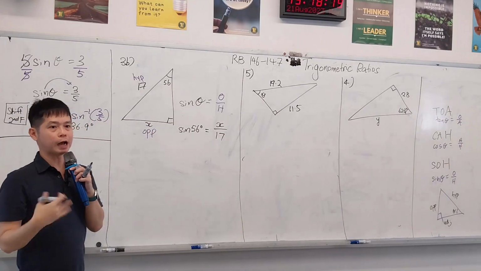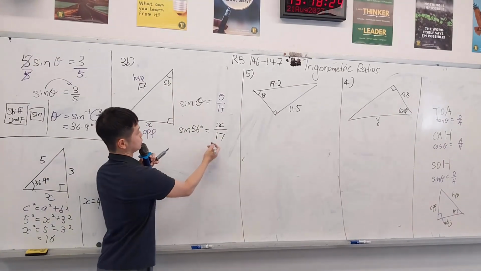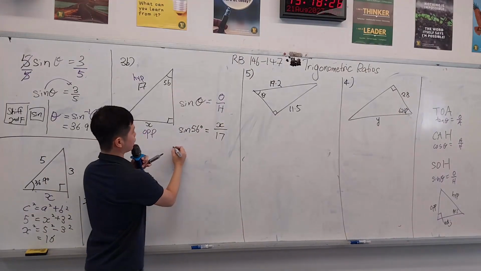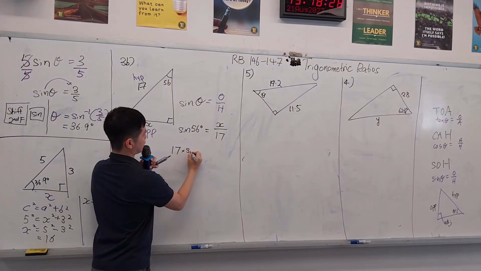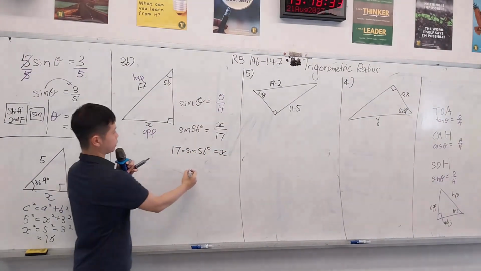Today's lesson is actually how to solve this. We did this in the previous lesson already. So now is how to solve this. I have to bring over 17, so I will have 17 times sine 56 to give me x. Press the calculator, what is the x value?